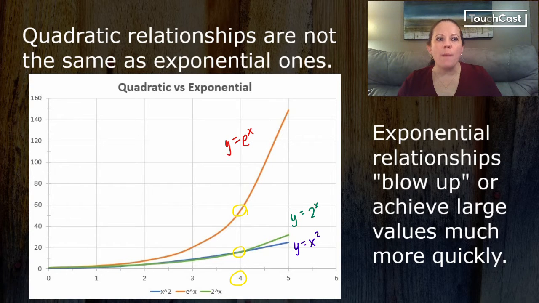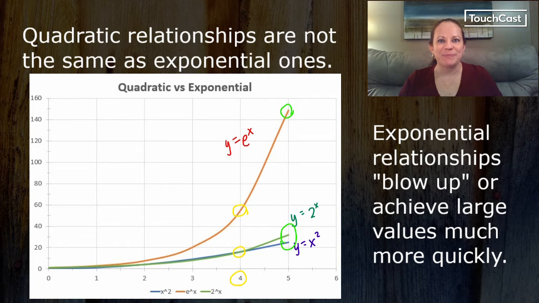And then if we go up even further to a small x equals 5, we have values for y equals 2 to the x and y equals x squared that are still under 40, while we've already, with e to the x, made it to close to 150. So again, exponential relationships and quadratic relationships will look similar for small values of x, but they blow up very, very quickly.